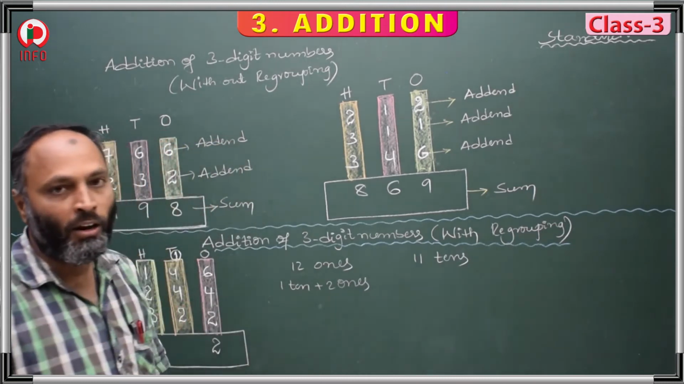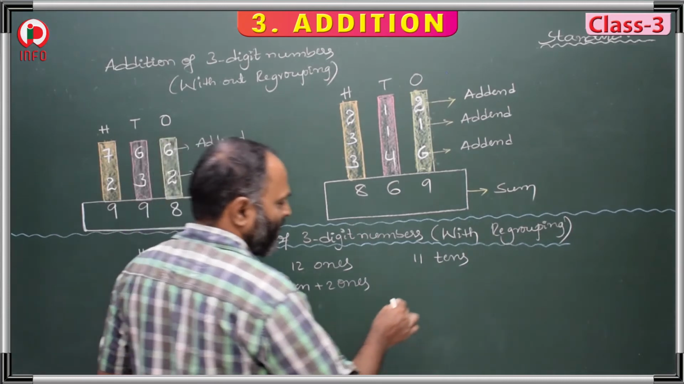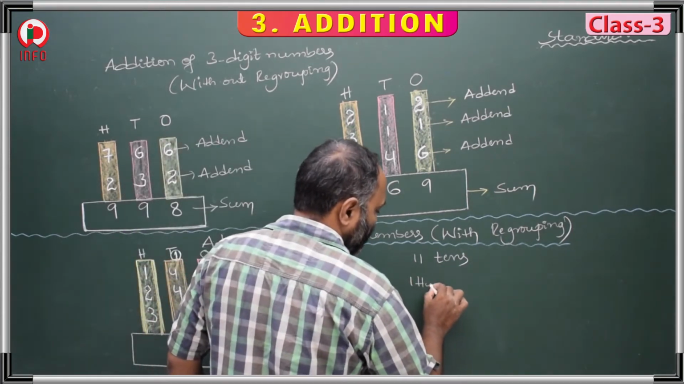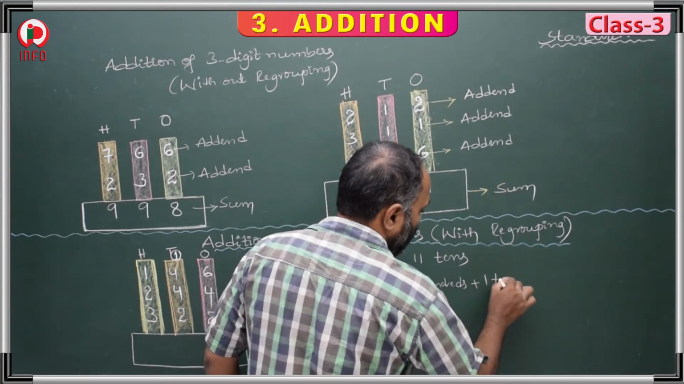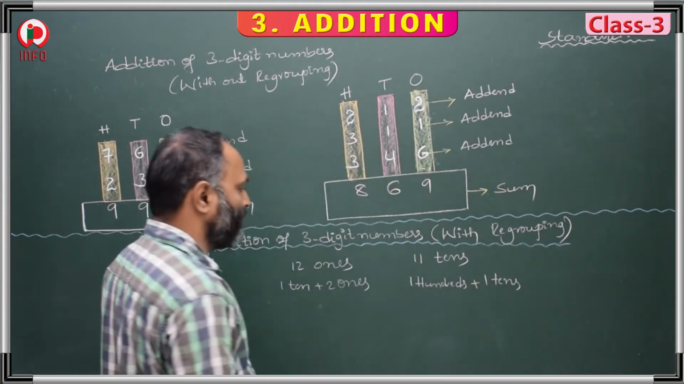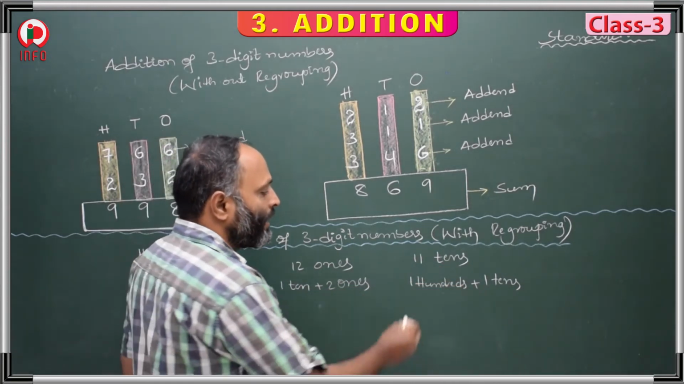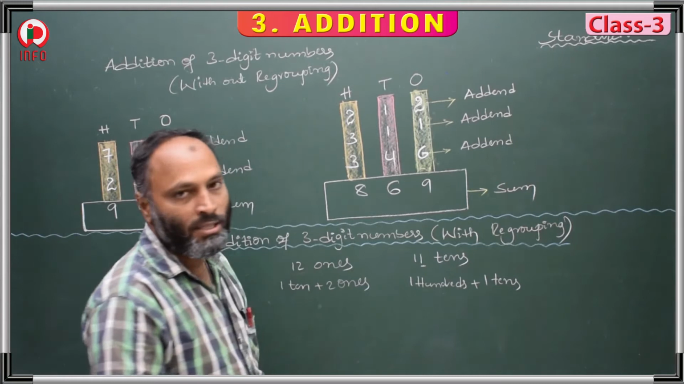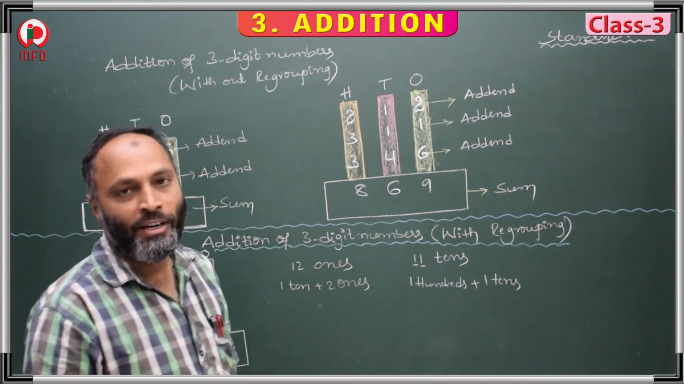11 tens. Then how can we take this 11 tens? After tens, 100 will come. It means 100 and 1 tens. This is tens and this is hundreds. This shows how many tens there were, and this shows how many hundreds there were.